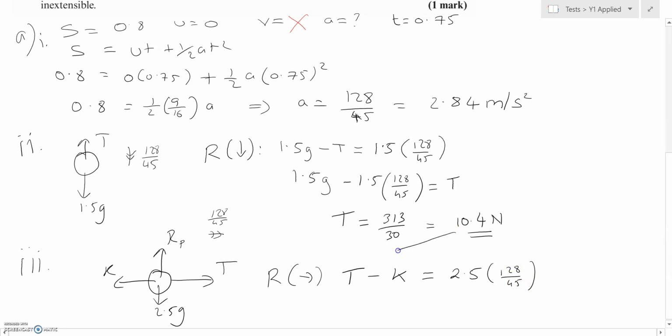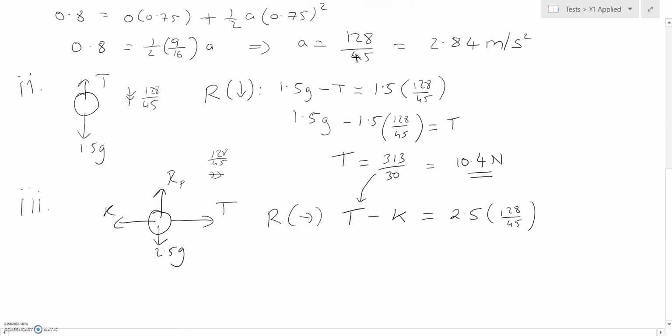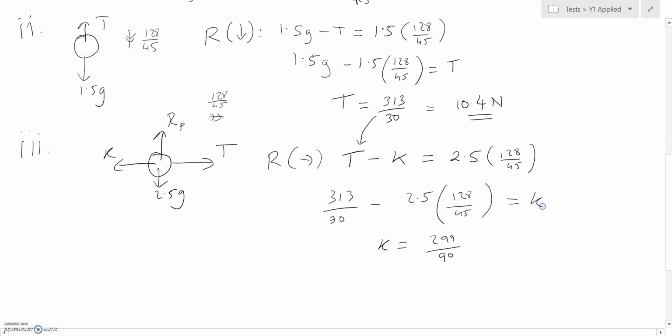We already knew our tension, and you've drawn the arrow for 10.4. Actually, I'm going to rub that out. I'm going to use the fractions, and as much as you can use fractions, that's better. It's going to give you the most accurate possible answer. So it's going to be 313 over 30, take away 2.5 times 128 over 45, and that's going to give us K. K in fractional form comes out as 299 over 90, and in decimals it's 3.3 newtons.